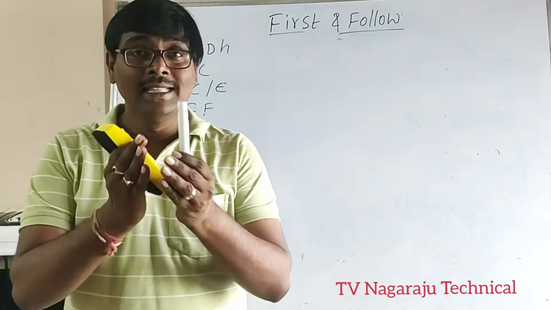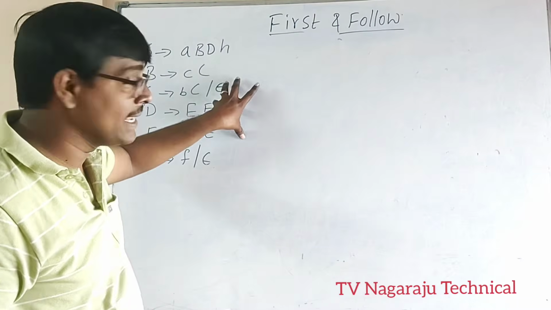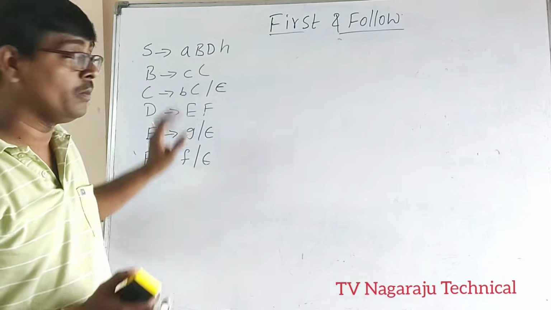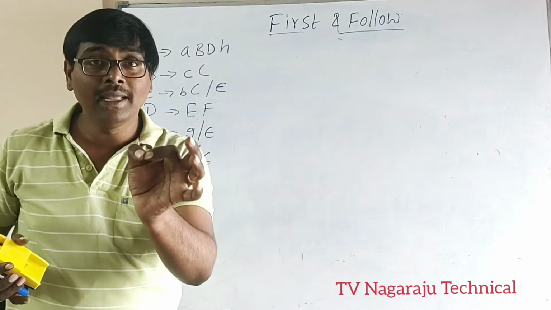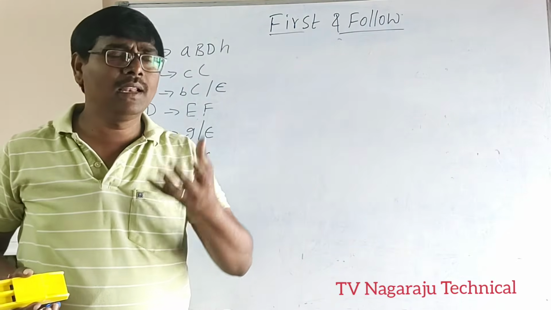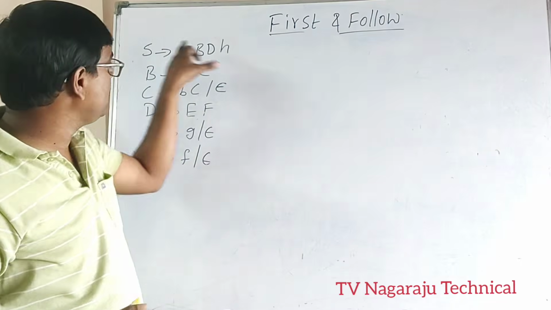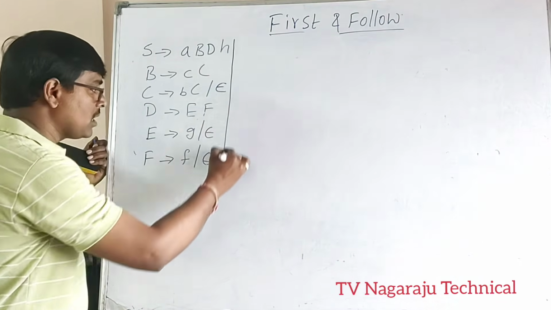Welcome to our channel. In this session, we will discuss the procedure and example of how to calculate first and follow. Simply, first means the first terminal symbol in the right side of the production. So, we are calculating the first and follow for each and every non-terminal symbol. Now, I will explain with an example.